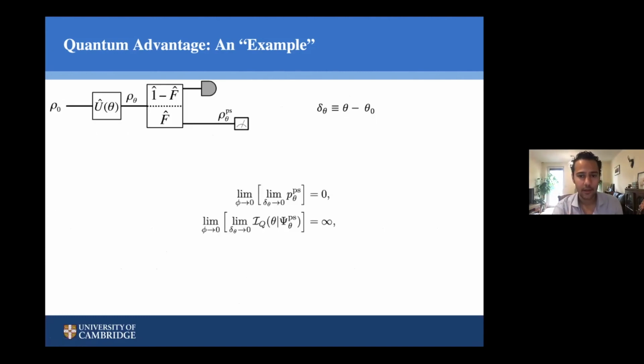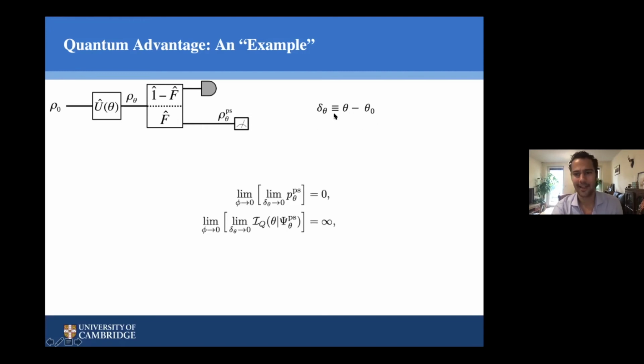But if you then take the limit of this parameter delta, which is the difference between the true value of theta and your initial guess, so if your initial guess approaches the true value of theta and you tune this experimental parameter phi to 0, we show that the probability to succeed in the post-selection goes towards 0 at the same time as the Fisher information that goes into these very few particles tends towards infinity. So let me just reiterate that. You can use this scheme to tune so that you only get very, very few particles going to the final detector at the same time as you're condensing the information they carry into enormous amounts.